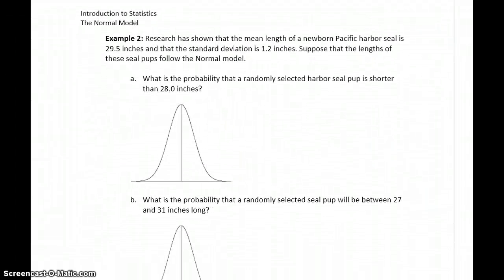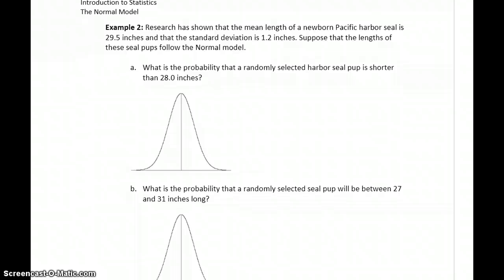So let's take a look at a few examples. First, we'll set up the probability statements, shade the graph to represent what we'll be calculating, and then we'll flip things over to StatCrunch to see how we generate these results. So the first question, research has shown that the mean length for newborn seals is 29.5 inches. The standard deviation is 1.2. So for normal distribution problems, we'll always need that mean and standard deviation. We want to find the probability that a randomly selected newborn seal is shorter than 28 inches.